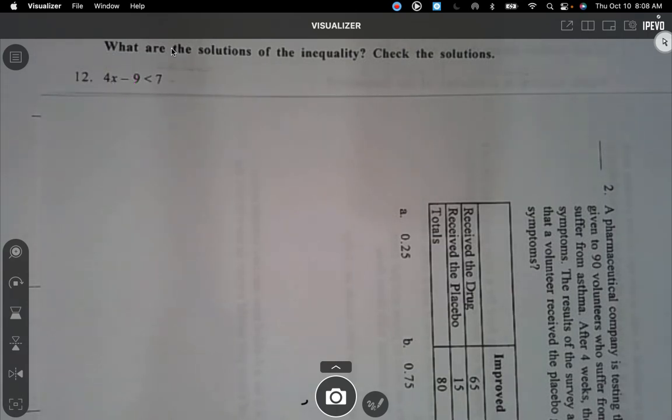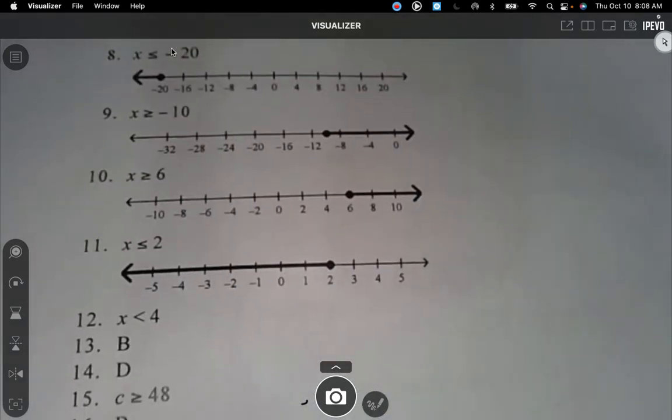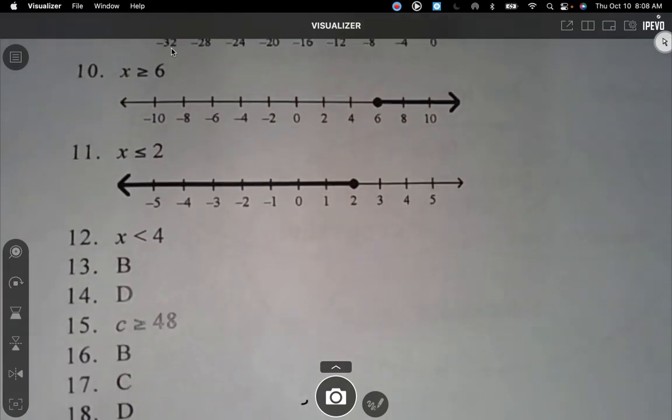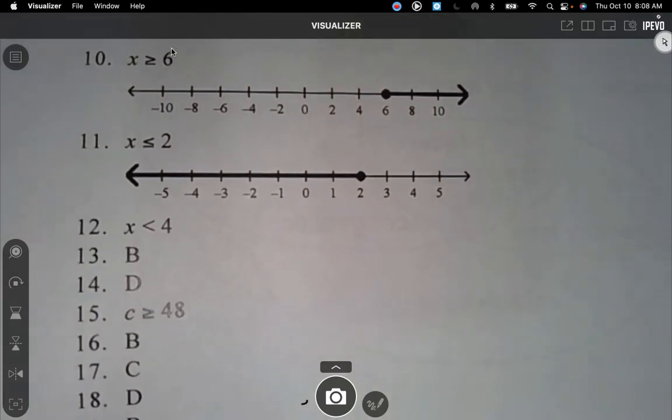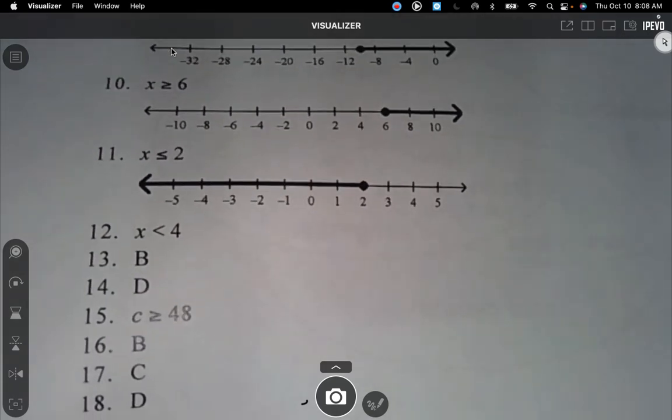Wait, what was 11? I can show you 11. Here's 11. X is less than or equal to 2, and it was a closed circle. They put way more numbers on their number line than I do. Where am I at? I have no idea.